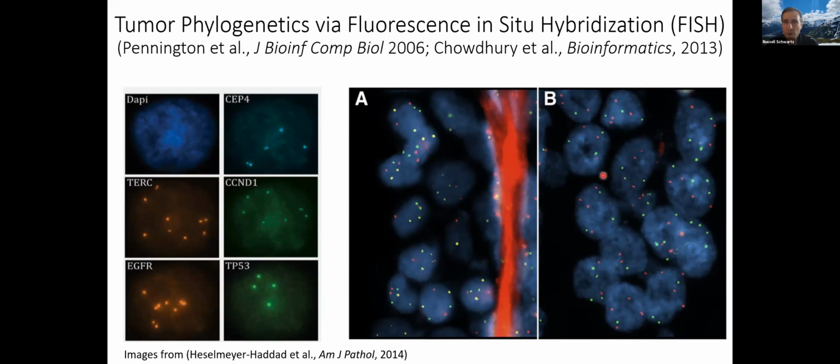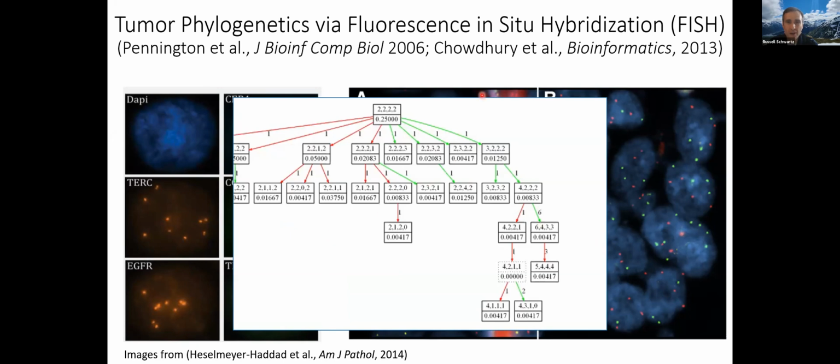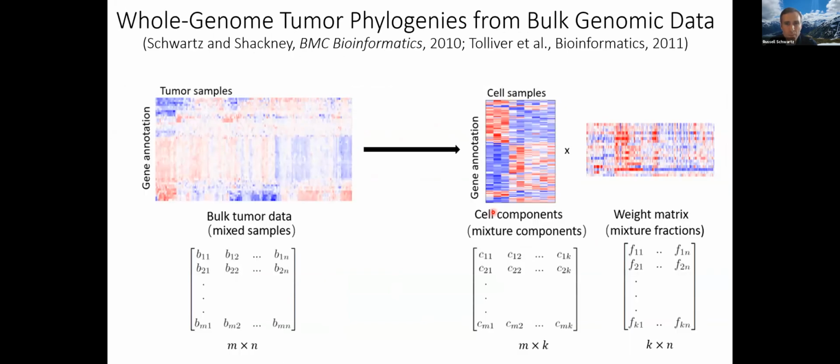FISH gives you a way of profiling this for a few pieces that you think are important, giving you markers that you can use to do phylogenetic studies, build evolutionary trees of cancer cells, and start to be able to tell these stories of how single tumors are evolving. Most of the field really took off, though, when it became possible to do whole genome sequences on cancers.